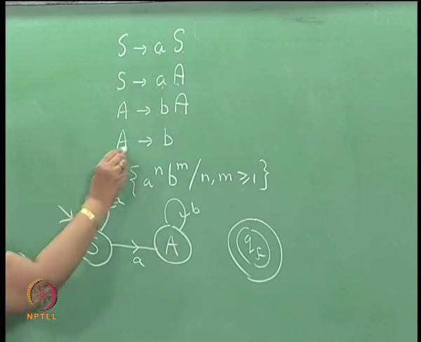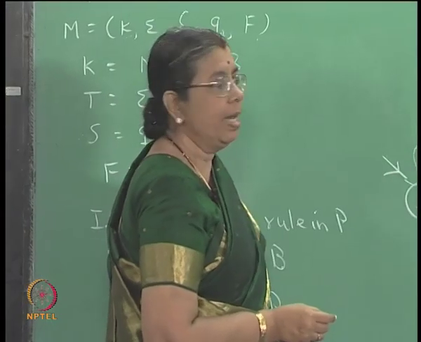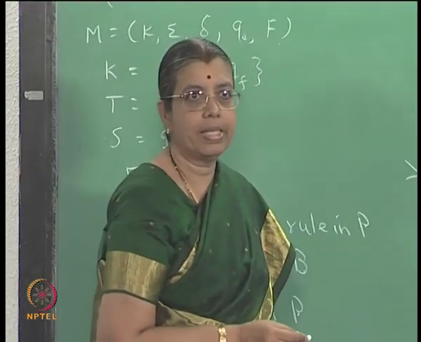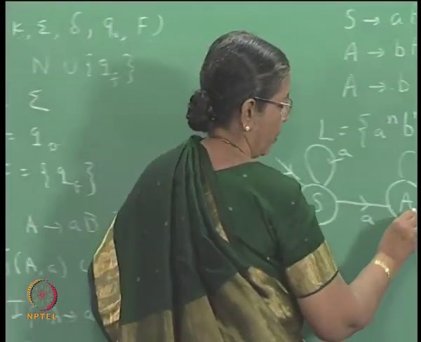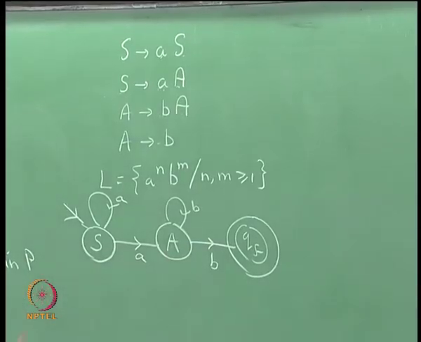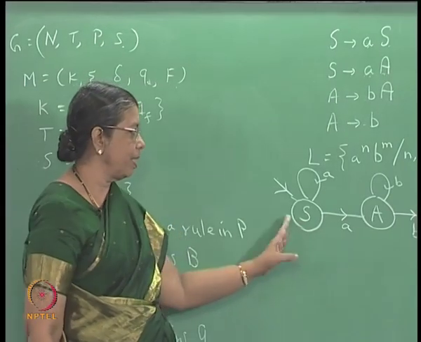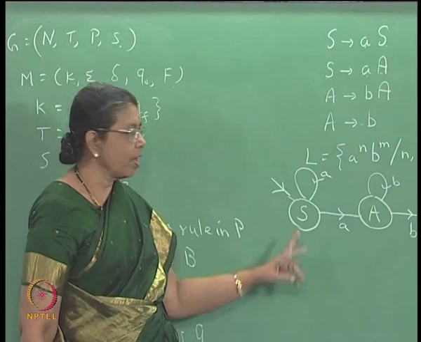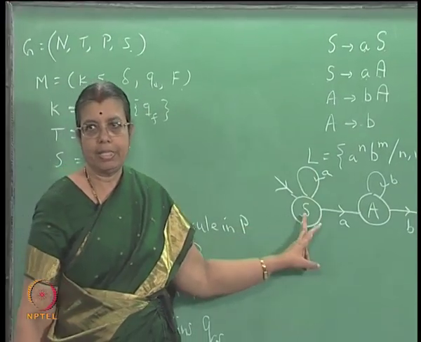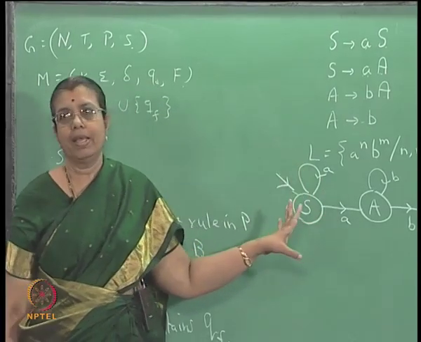Then you have a rule A goes to B, it is a terminal rule. If it is a terminal rule, what is the mapping? Delta of AB contains a final state QF. This is non-deterministic in nature because 2 arcs with label A leave S, is not it? From S, if you read A, you can go to S or A, a non-deterministic FSA, and you can very easily see that it also accepts the same language A power n, B power m. So, the construction is very clear.